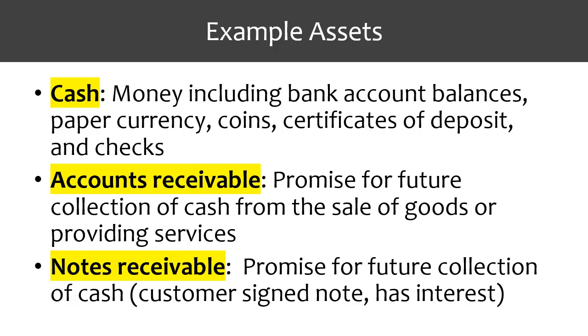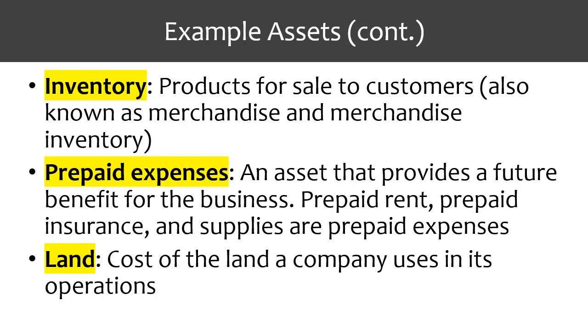Notes receivable is another asset. Notes receivable is the promise for future collection of cash and includes a signed promissory note. A notes receivable will carry interest charges. Inventory is another asset. Inventory are products held for sale to customers. Inventory can also be known as merchandise and merchandise inventory.